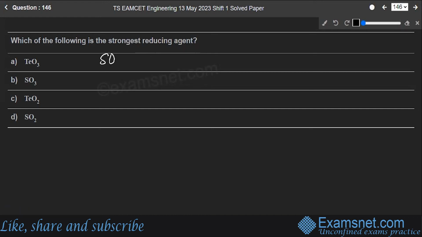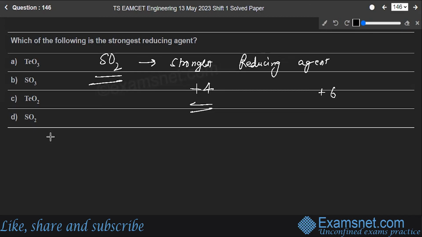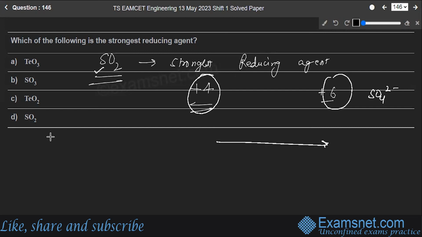Out of all these, sulfur dioxide is the strongest reducing agent. In sulfur dioxide, sulfur has +4 oxidation state, and it will attain +6 oxidation state in iron sulfate. That means it undergoes oxidation, going from lower oxidation state to higher oxidation state. So sulfur dioxide will oxidize itself, reduce others, and act as a reducing agent.